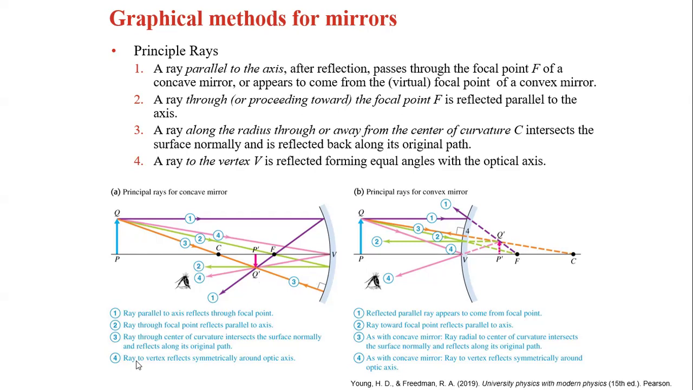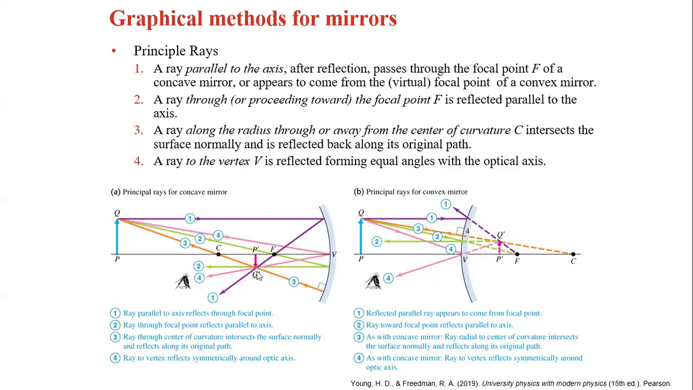The fourth one is the ray to the vertex, which reflects symmetrically around the optic axis. The reflection is symmetric, so the angle of incidence must be equal to the angle of reflection. Okay, so those are the principal rays.